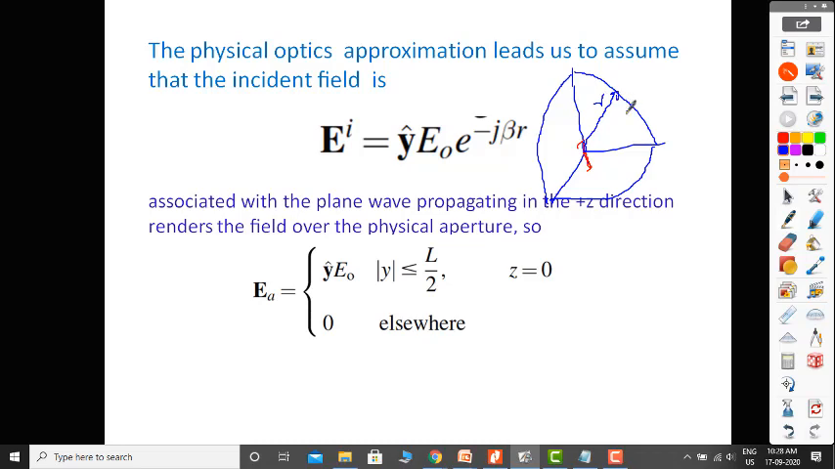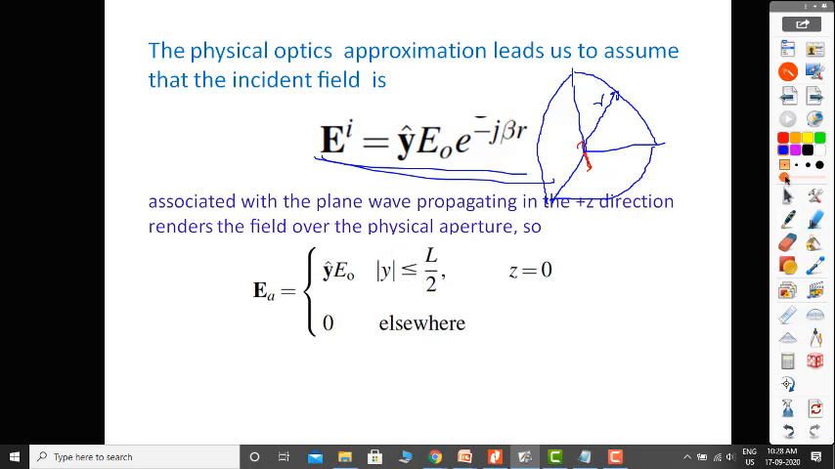At r, we are going to compute the electric and magnetic field which is induced by the field on the slit. That one is represented by e raised to minus j beta r. There is a phase shift, or it refers the wave is propagating along the positive r direction in a spherical coordinate system. So this is the electric field associated with the plane wave propagating in the positive z direction, which renders the field over the physical aperture.